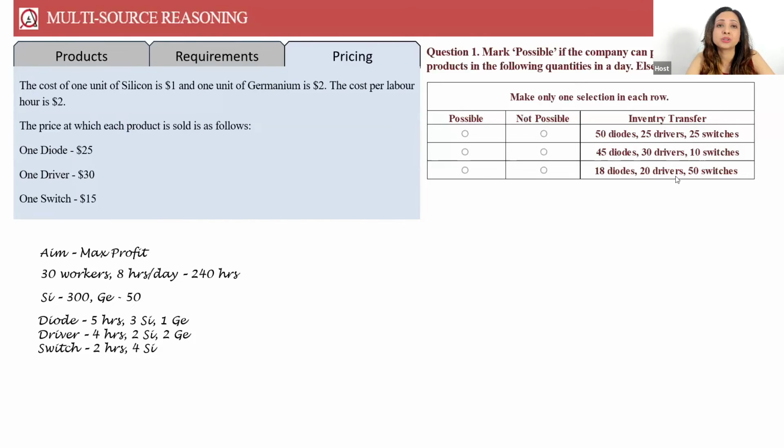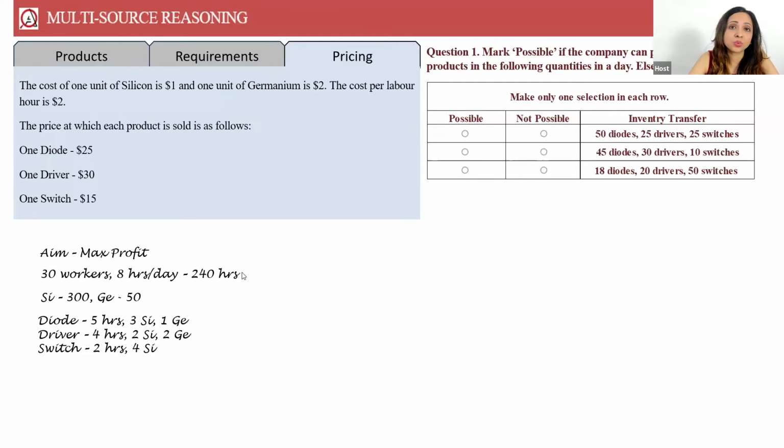They are independent of each other, though they are similar, right? Now, if the company can manufacture, let's say, 50 diodes, 25 drivers, and 25 switches, then we'll mark possible. Otherwise, we'll mark not possible, right? The question is clear?